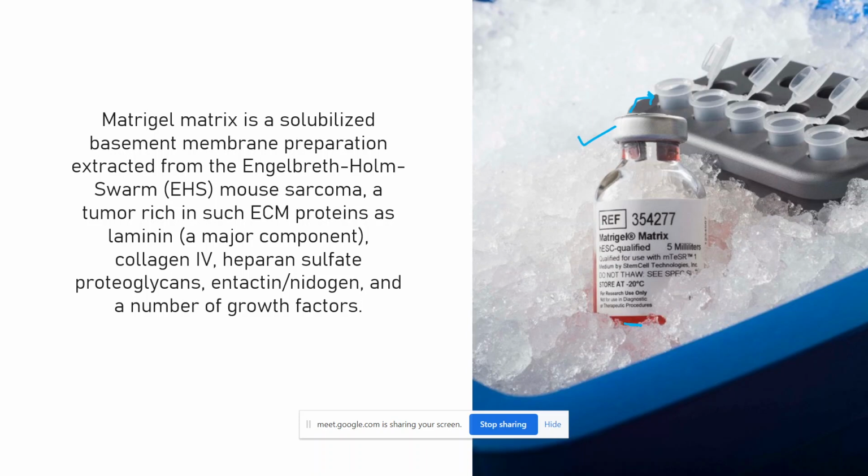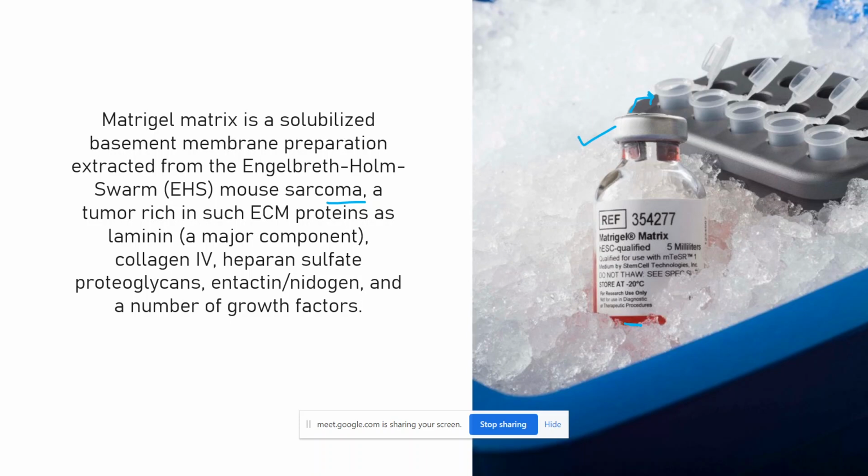So what is a matrigel? A matrigel is a matrix. It is an extracellular matrix, and it is a solubilized basement membrane, extracted from a kind of mouse sarcoma. So this is the specific term. It is an EHS mouse sarcoma, and it has very rich ECM protein.